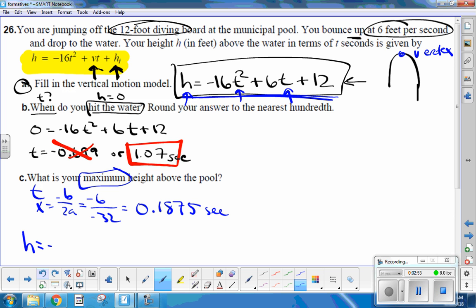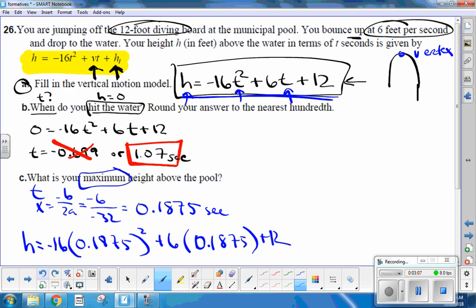So h equals negative 16 times the time squared plus 6 times my time plus 12. I got 12.56 feet. That was my maximum height.